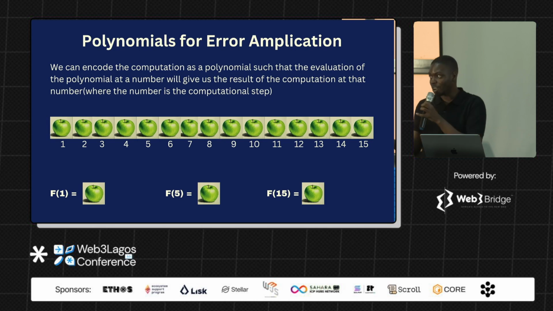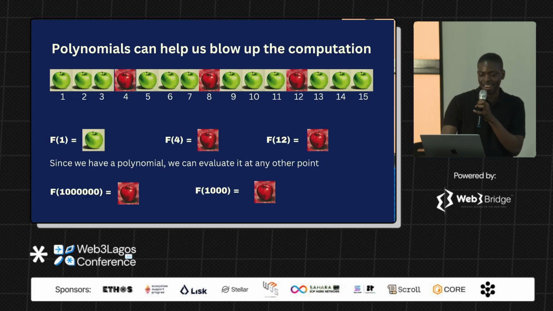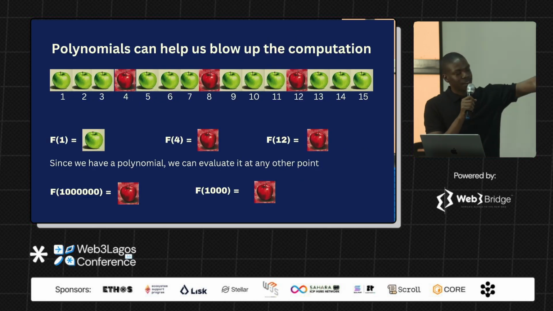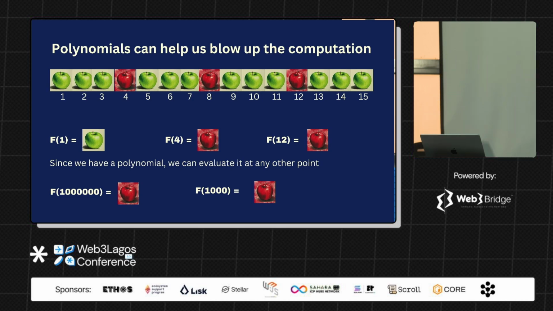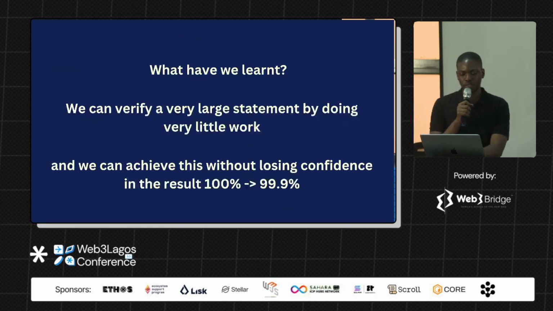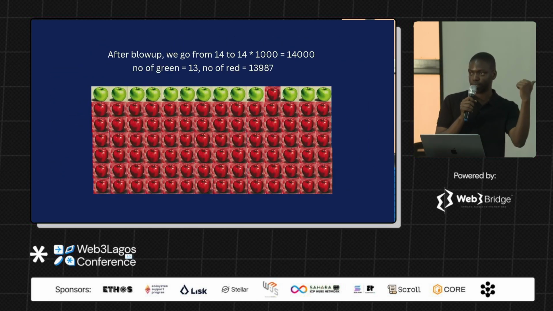I can't go into too much detail right now, but see an example here where you have red apples, red apples, red apples. Because it's red, you can see now that if we evaluate it anywhere outside of the domain, it's going to be red. So this is red, that is red, and any other point outside 1 to 15 is going to be red. Does that make sense? So the polynomial is a succinct way to represent this.